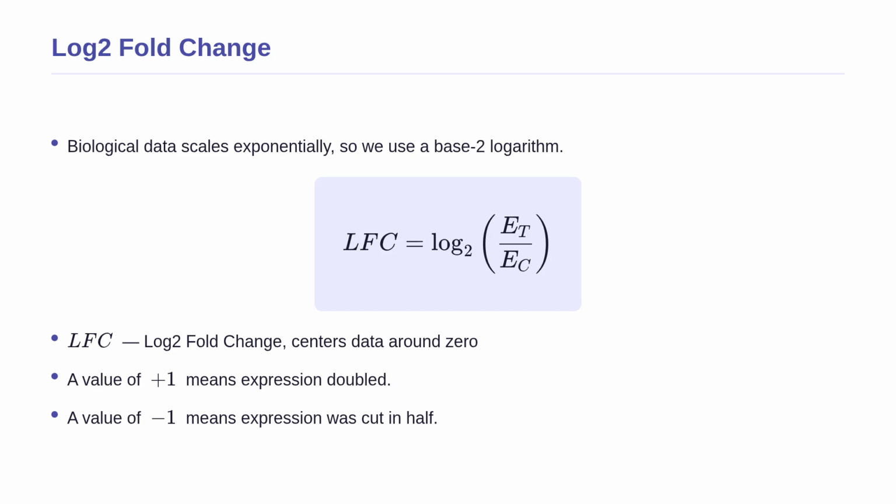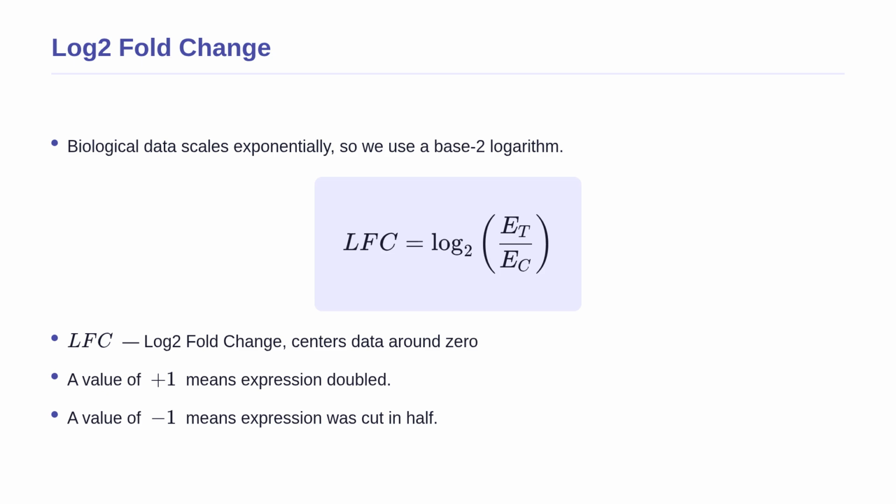While a fold change of 8 is clear, biological data can scale exponentially, which brings us to a better metric. We usually take the base 2 logarithm of the fold change ratio, known as the log 2 fold change, to make the data easier to analyze. In this formula, LFC stands for log 2 fold change. We apply the base 2 logarithm to the ratio we just calculated.